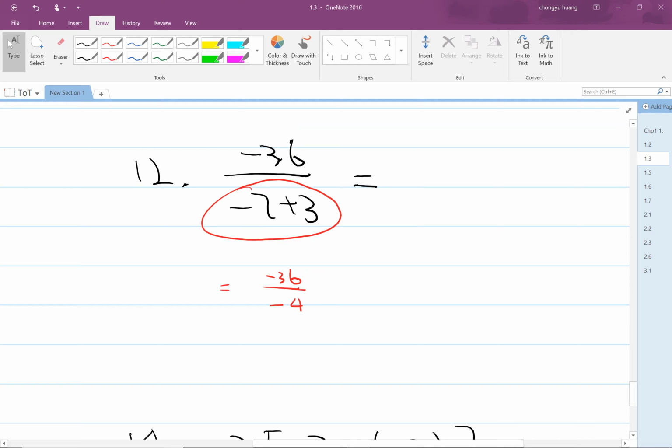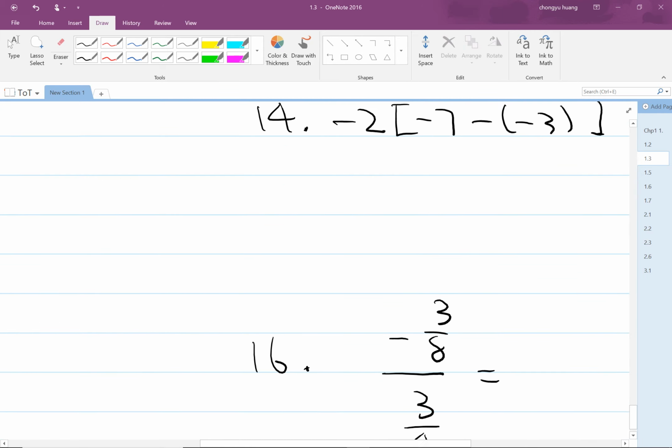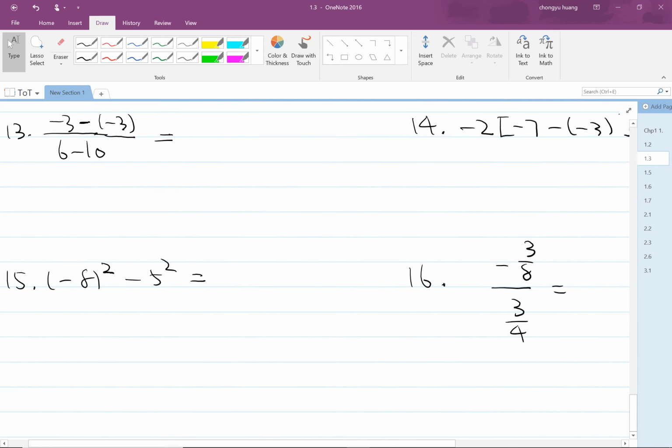And then you can see the denominator and the numerator have the same sign, so it's going to be positive, as one of the properties we mentioned before: the quotient with the same sign is going to be positive. So you just get cancelled. 36 is actually 4 multiplied by 9, so the 4 gets cancelled and it's going to be 9, right? So the answer over here is actually 9. So yeah, there are not many questions left.